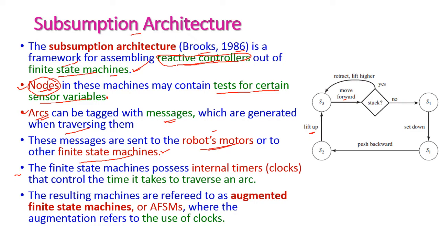And the finite state machine processes internal timers. That is nothing but a clock which controls the time it takes to traverse an arc. So the traversal will be controlled by the clock, hence this particular machine is called an augmented finite state machine, otherwise called AFSM. So a finite state machine becomes an augmented finite state machine when we implement the clock.